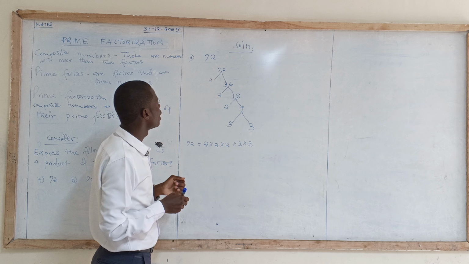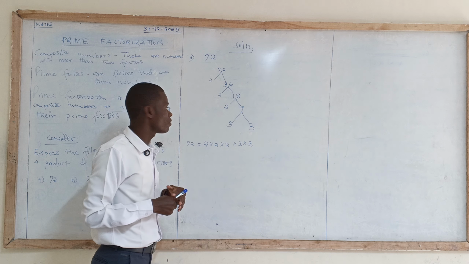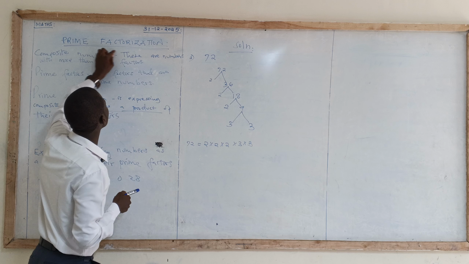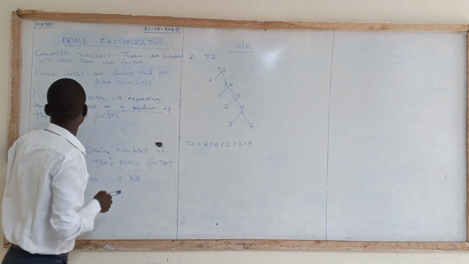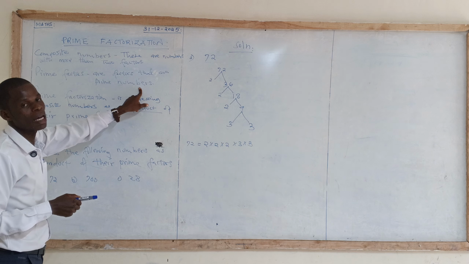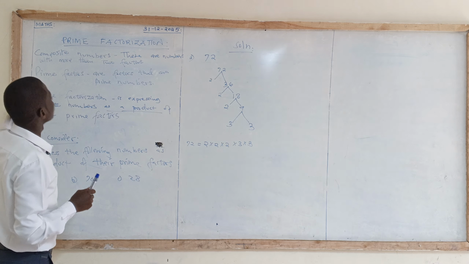I will not say that 36 is not a factor of 72. It is a factor. But we were very clear: in prime factorization we were dealing with the prime factors, factors that are prime numbers only.